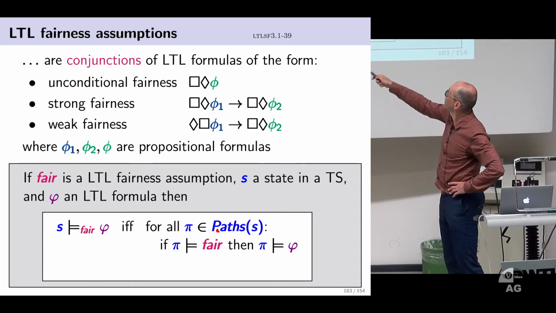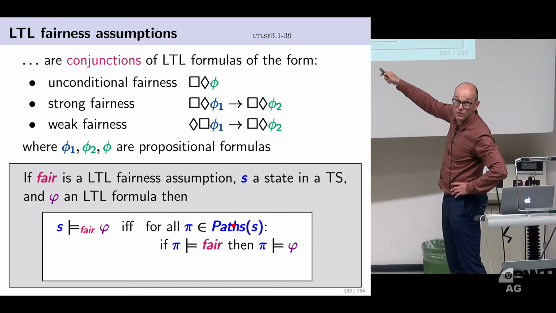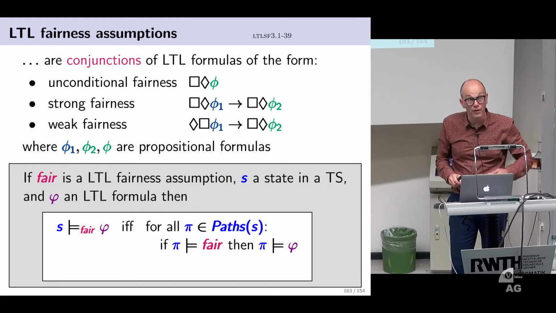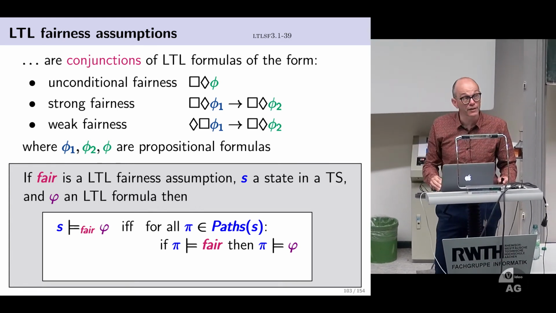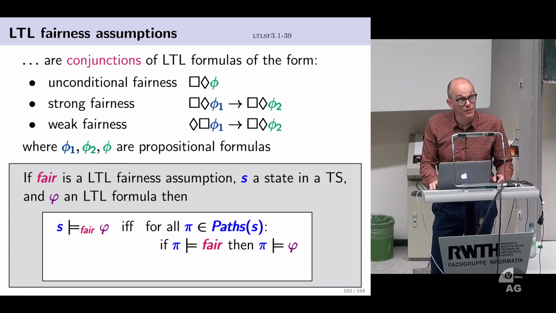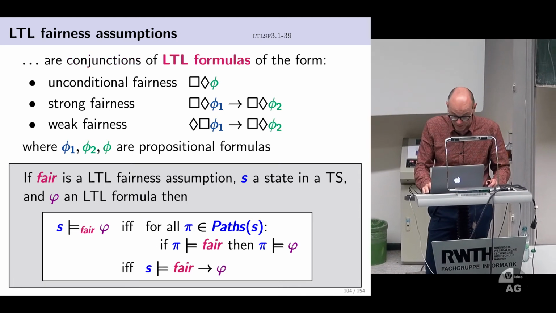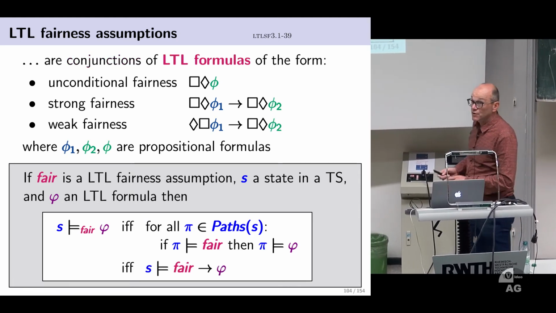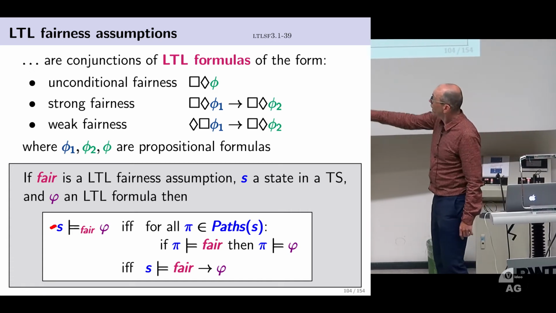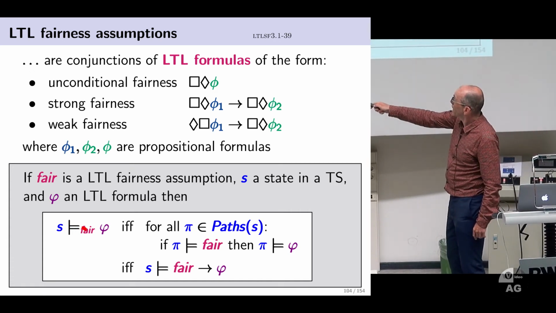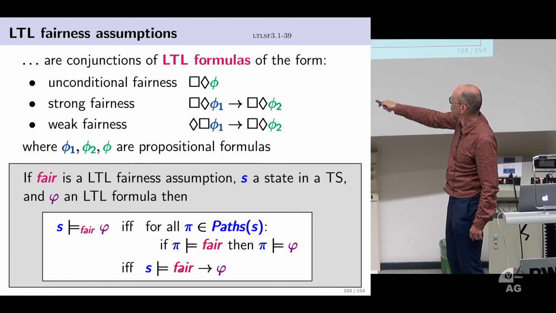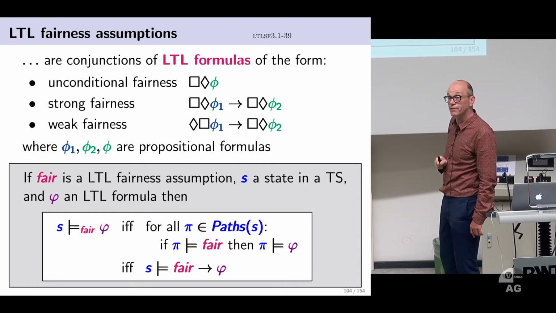Before I had something like the fair paths. I cannot define the fair paths here, so I have to define it in the following way: if the path pi is fair, then it needs to fulfill phi. If it's not fair, I don't care. And that can be written down in terms of LTL as follows. S satisfies phi under the LTL fairness assumption if and only if S satisfies the LTL formula: if the fairness assumption holds, then you need to fulfill phi.